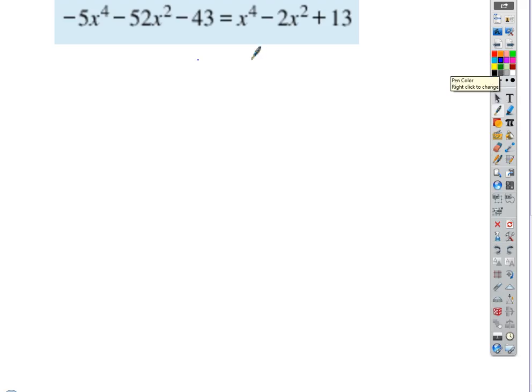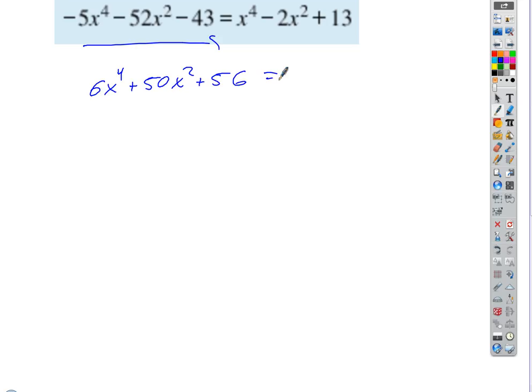So if we push everything this way, on the right side, we're gonna get 6x to the fourth, let's see, plus 50x squared, plus, what's that gonna give us, 56? Is that right? You guys check me on that? Plus 5, that's right, okay, equals 0.